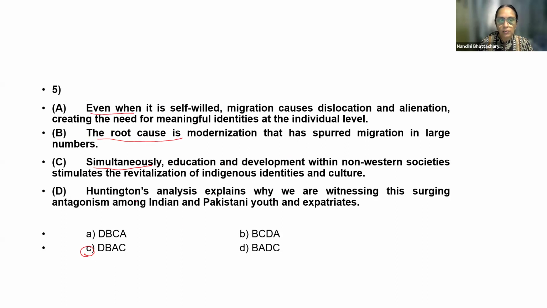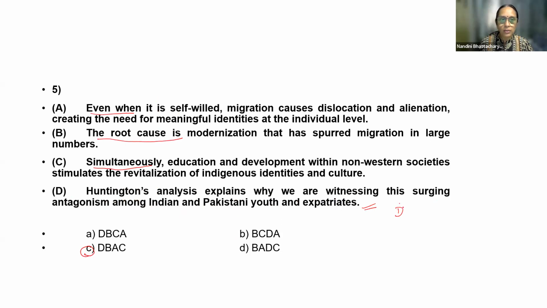Now, if you see, "Huntington's analysis explains why we are witnessing this surging antagonism among Indian and Pakistani youth and expatriates." Yeah. So this is the only sentence that is introducing the issue. Right? So D will always come first.